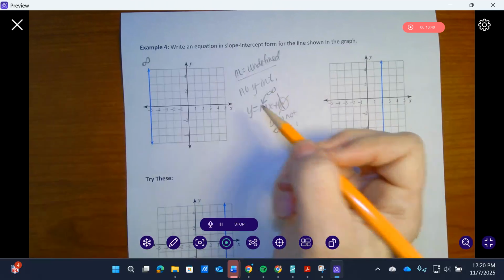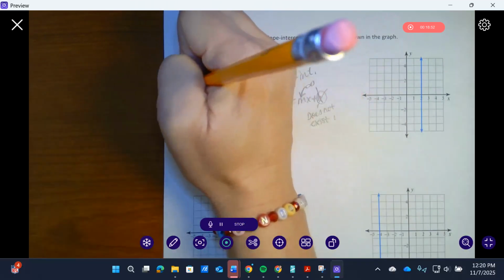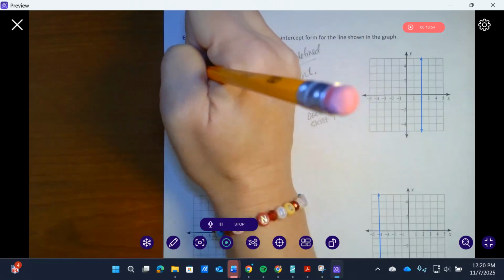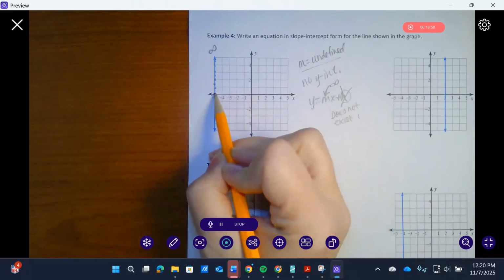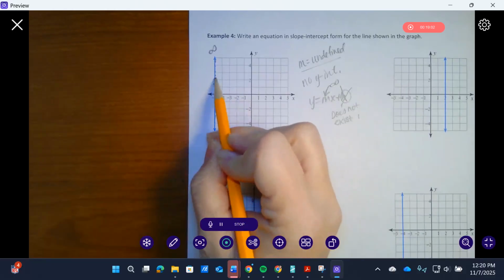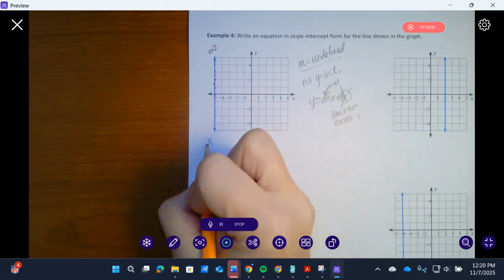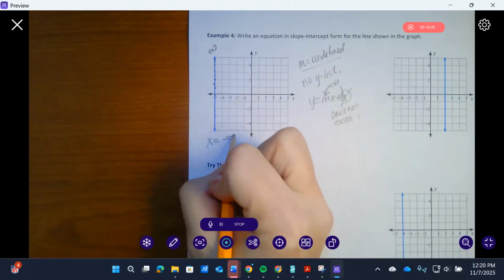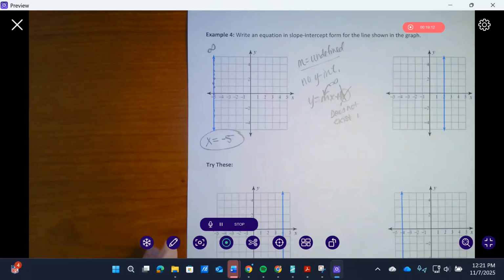So what do we do? Okay, I want to think about points on this line. These all have the same x value over here. Look at how to get to each of these points: -5, -5; 0, -5; 1, -5; 2, -5; 3, -5; 4. So what's going on here is x is consistently -5. And that's my equation for my line.